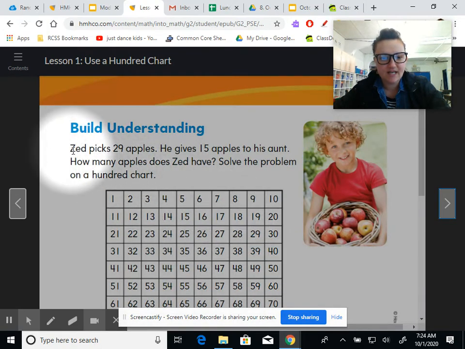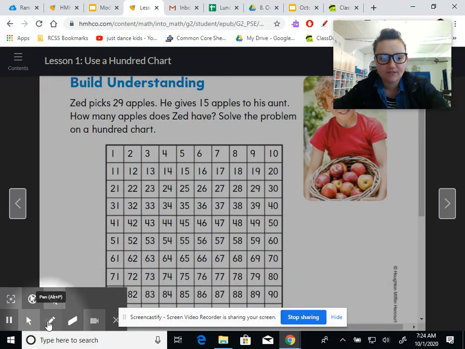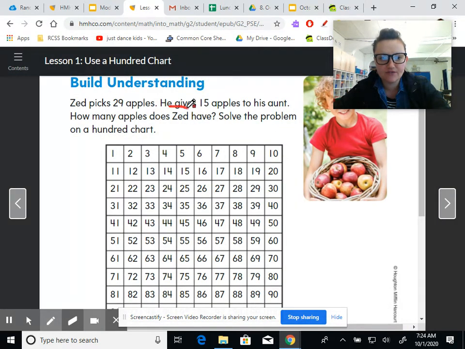So Zed picks 29 apples. He gives 15 apples to his aunt. How many apples does Zed have? Solve the problem on a hundreds chart. Well, usually, keyword, he gives 15 apples to his aunt. So that means he's giving them away. So does he have the same amount now? No. So he starts with 29. So let's find 29 on the hundreds chart.